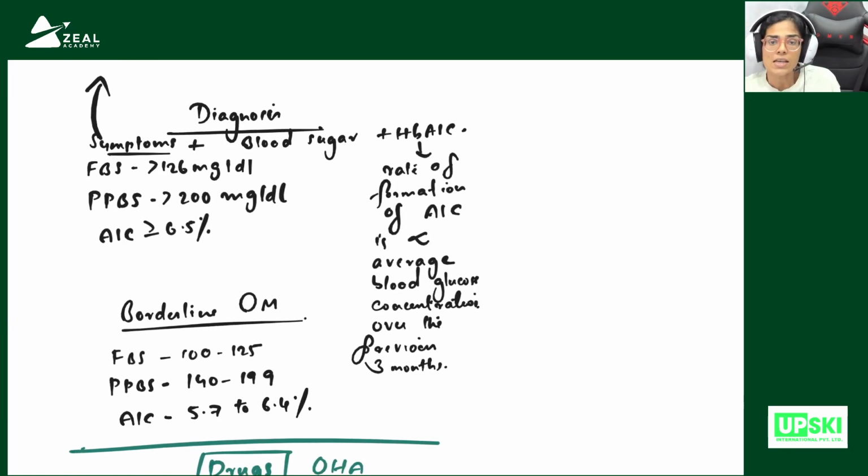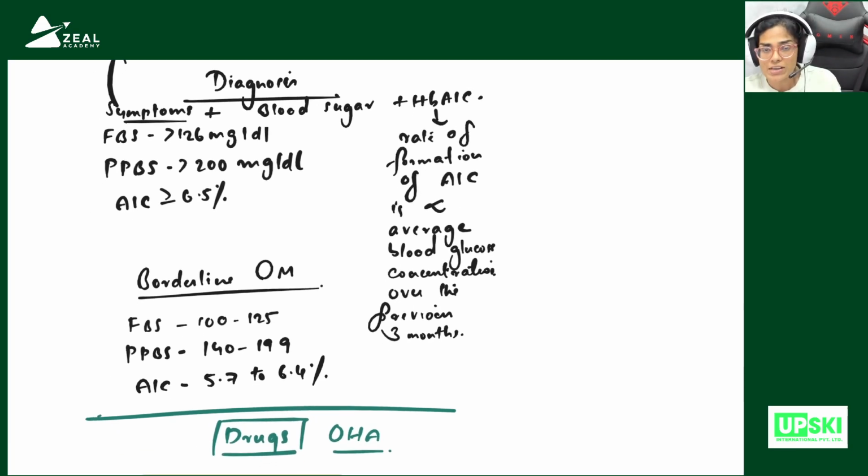Now, FPS is fasting blood sugar levels, must be measured after 8 hours of fasting. If it's more than 126 mg per dl, that shows diabetes mellitus. PPBS is postprandial blood sugar levels, or PPBG, postprandial blood glucose levels. This one is to be taken 2 hours after the breakfast or after food. Now, if it's more than 200 mg per dl, you can diagnose the patient with diabetes.